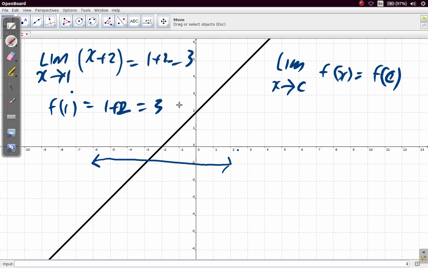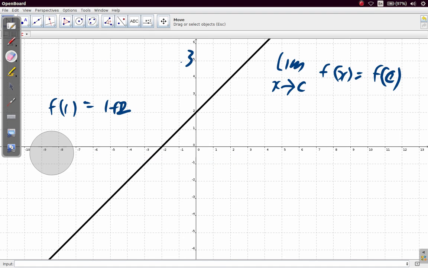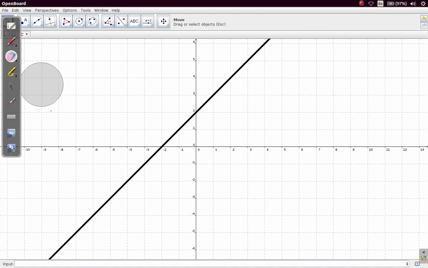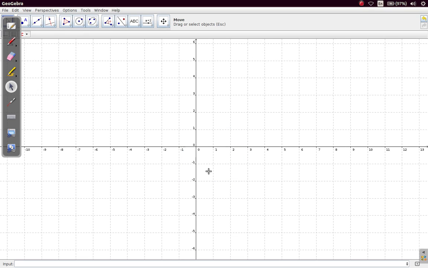We're going to look at another function. Let's erase this one first and get rid of the graph. We're going to use a new graph. Suppose we have the function, let's call this g of x. G of x is x squared minus 4 divided by x minus 2.